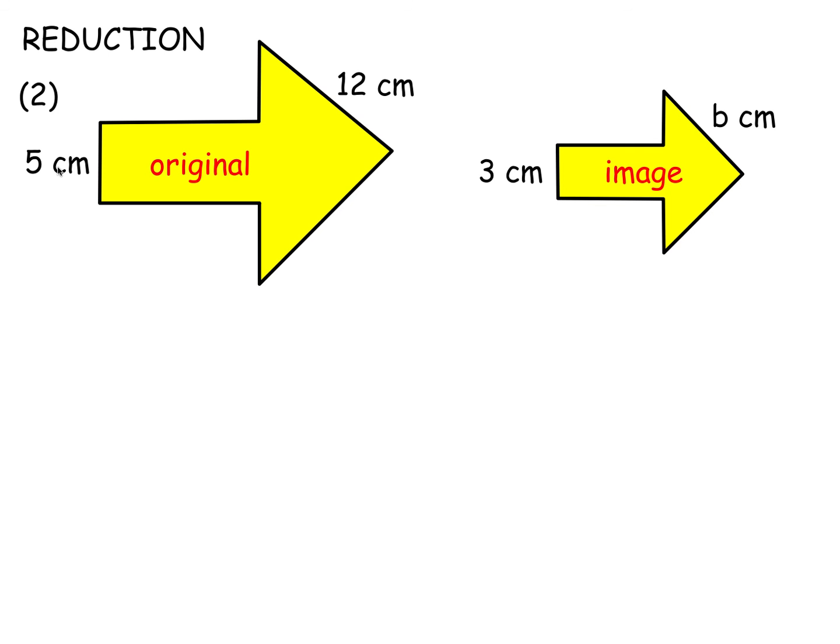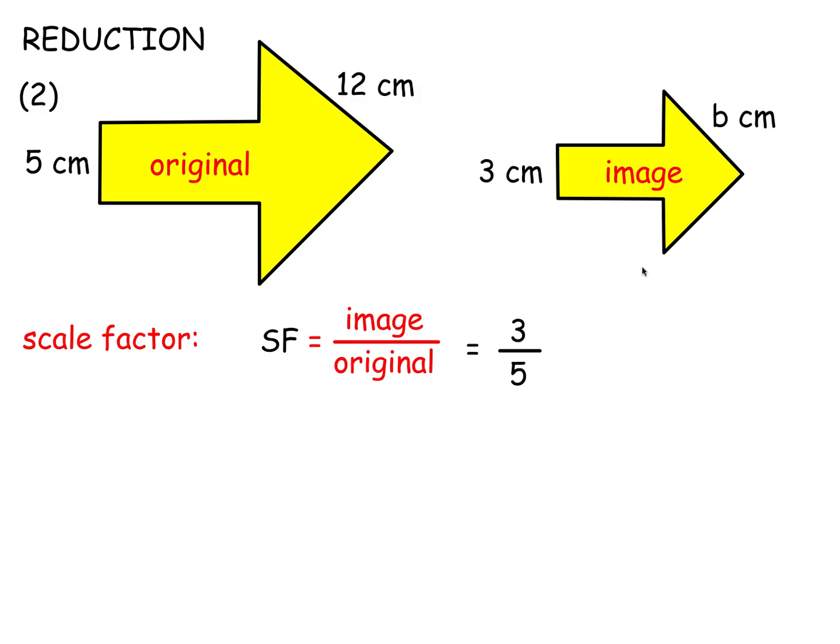So that 5 turned into that 3. 3 is the image, 5 is the original. So when we want the scale factor image of original, put the 3 over the 5. That doesn't simplify. 3/5 is the scale factor. To get B, you want to scale that 12 using the 3/5. So to get B, take 12 and multiply it by 3/5.